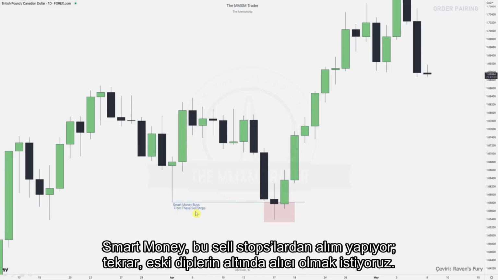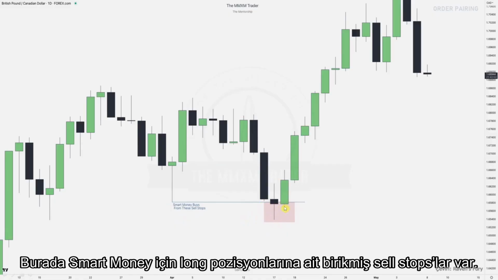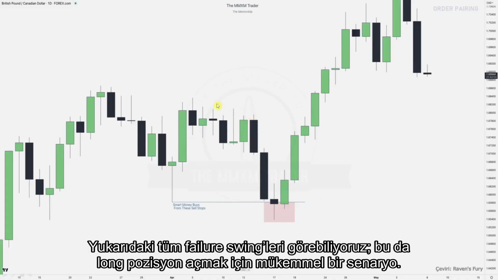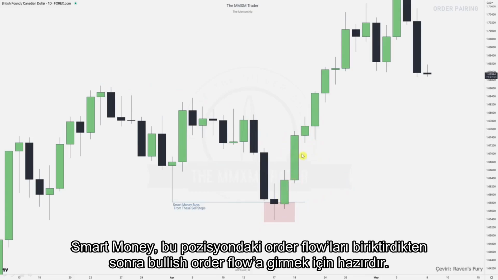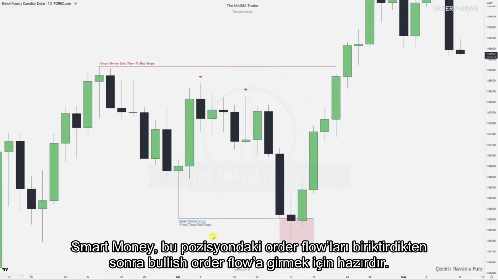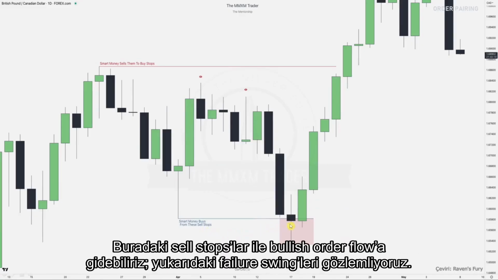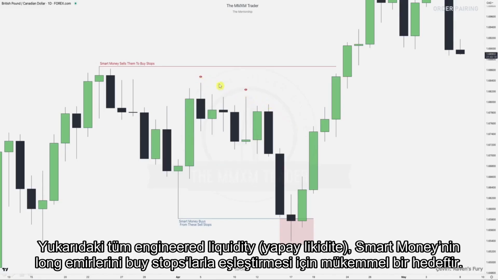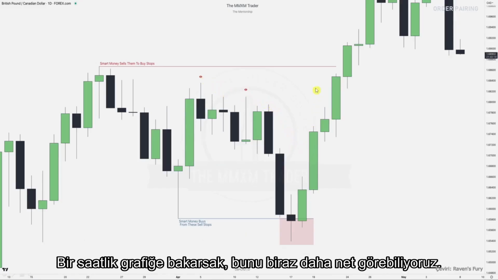Smart money buys from these sell stops. Again, we want to be buyers below old lows. So over here we've got these accumulated sell stops for long positions for smart money. We can see all these failure swings up here. So this is also a perfect scenario to get into bullish order flow. After smart money accumulates these sell stops over here, we're good to go into bullish order flow, spotting out these failure swings up here. So all this engineered liquidity up here is a perfect target for smart money to reach into and pair up their long orders with these buy stops above here.